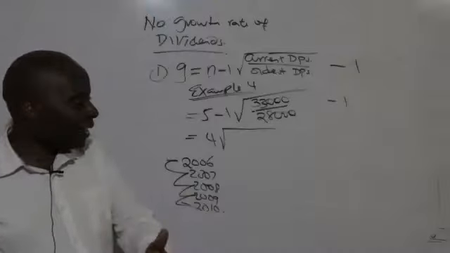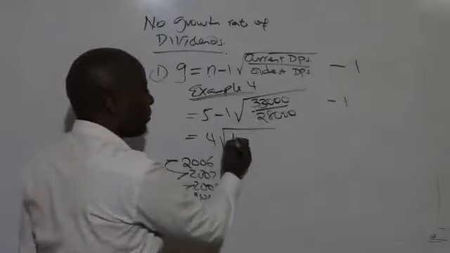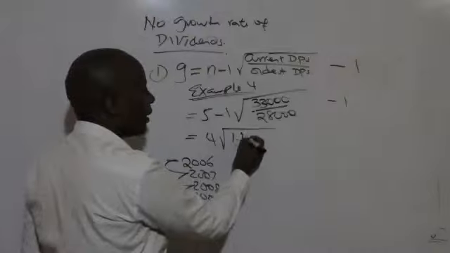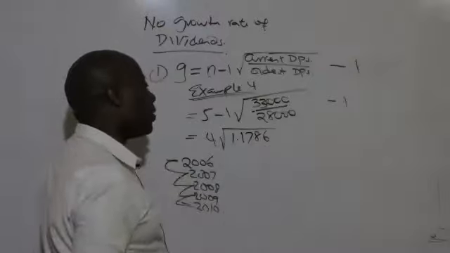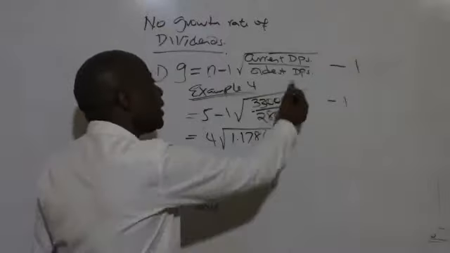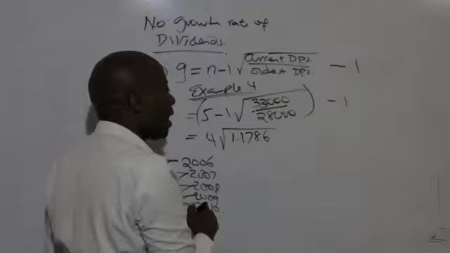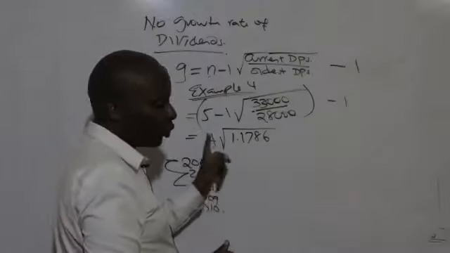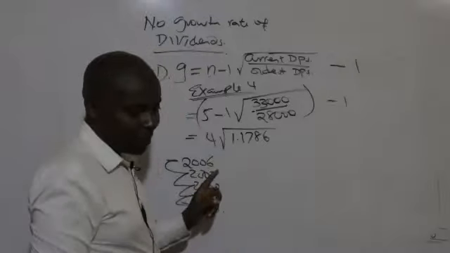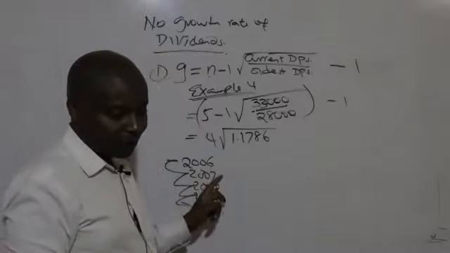So what figure are they able to give me here? 33,000 divided by 28,000 is 1.1786, ladies and gentlemen. And now listen to me very well. First of all, take the fourth root of this figure.